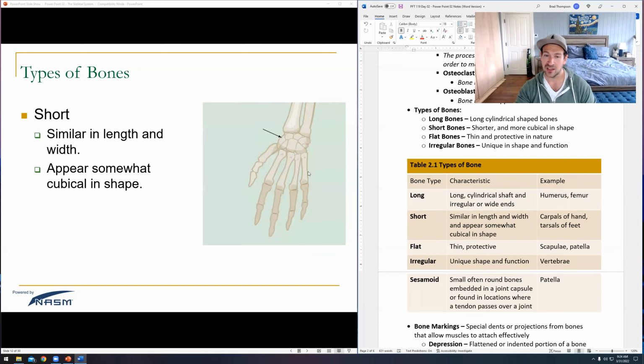Obviously, my palm is not nearly as long as my femur, right? But they are still longer than they are anything else. Now you look here at the actual carpals themselves.